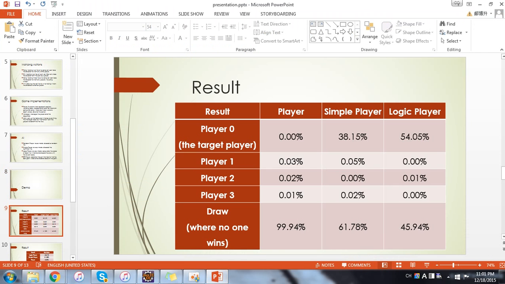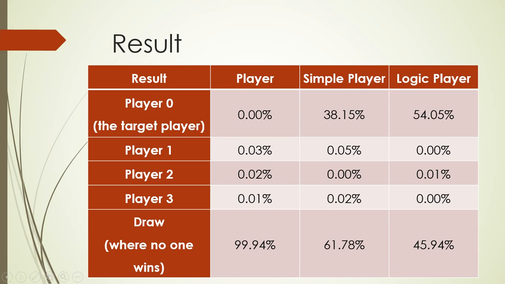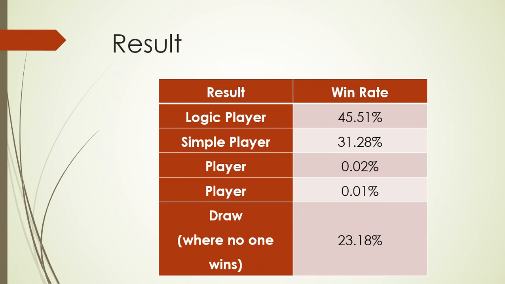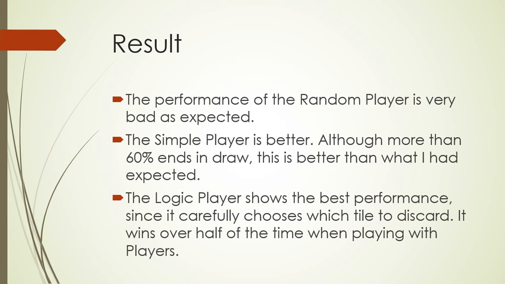And for the result, I ran 10,000 games for each setup. The first one is playing the random player against 3 other random players. Of course, random players do not perform well, and the simple player against 3 random players performs better, and the logic player performs best. I also played a logic player against a simple player, as I just demonstrated. The logic player performs the best because it chooses which tile to discard, and it wins over half of the time when playing with random players. The performance of the random player is as bad as expected because it serves only as a baseline, and the simple player is better than the random player but not as good as the logic player.